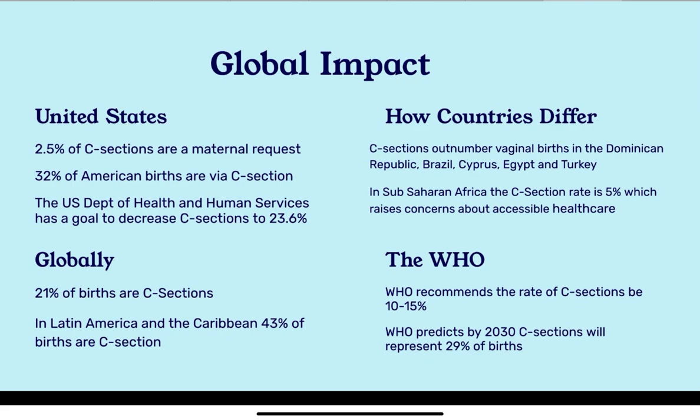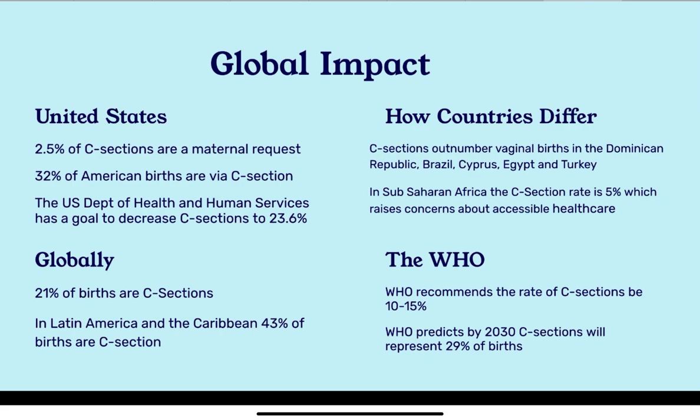Continuing on, you guys should look up the rates in your own state for fun, just to see where you stand. The U.S. Department of Health and Human Services has a goal to decrease C-sections to 23.6%. Okay? So, globally, 21% of births are done via C-section. So, this means all over the world. In Latin America and other Caribbean countries, 43% of births are C-sections. And that is a pretty high number.